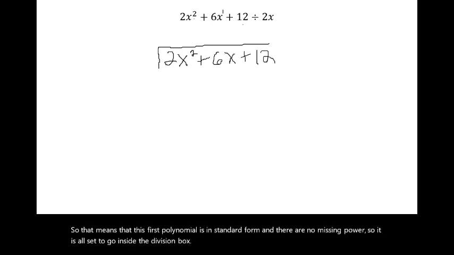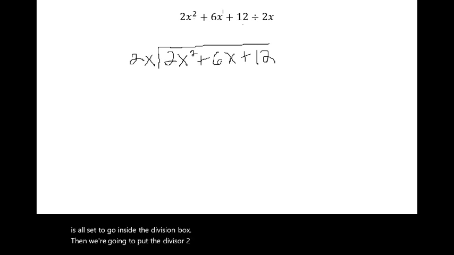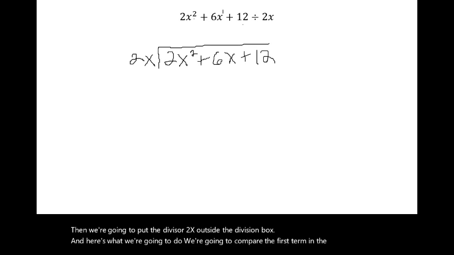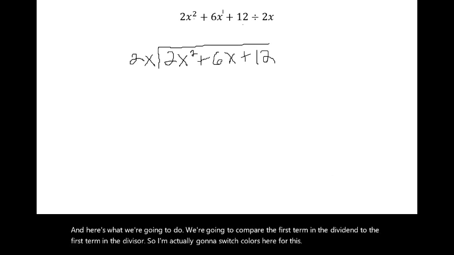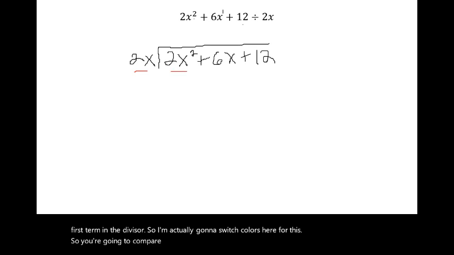Then we're going to put the divisor 2x outside the division box. And here's what we're going to do. We are going to compare the first term in the dividend to the first term in the divisor. I'm actually going to switch colors here for this. So you're going to compare this first term here to this first term here.